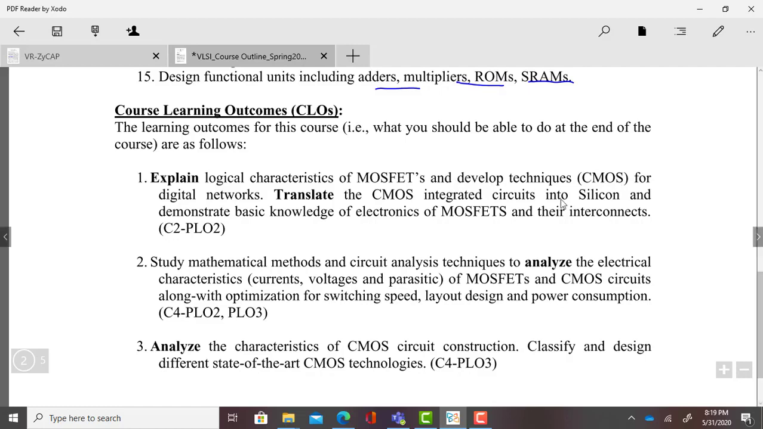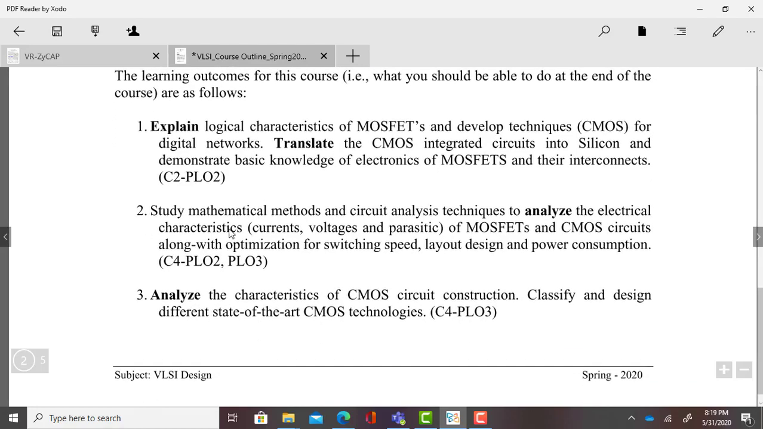So we will develop techniques for digital networks, translate the CMOS integrated circuit into silicon, and demonstrate the knowledge of electronics for MOSFETs and their interconnects. So this is the first CLO.